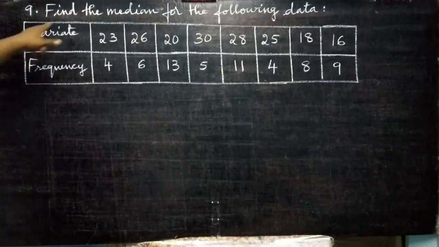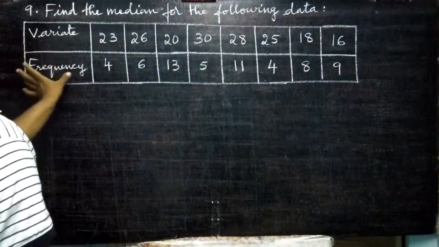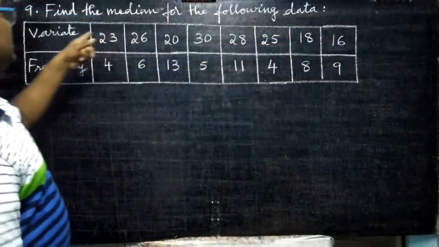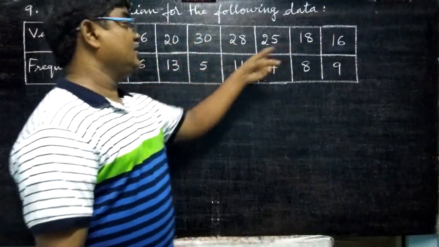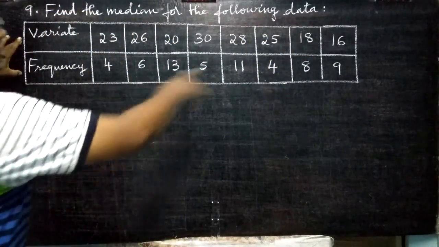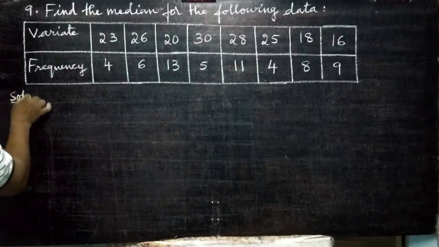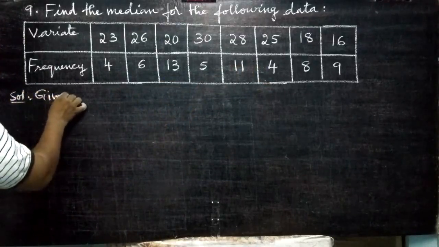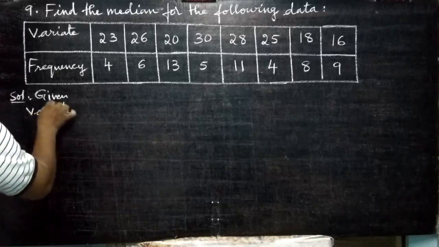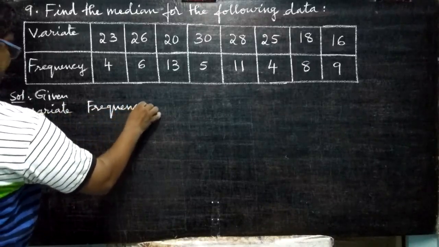Ninth problem. Find the median for the following data. Here also same variety and frequency they have given. We have to check whether it is in order or not. After checking only, you have to draw the table once again. It is given in horizontal direction. You are going to draw in a vertical direction. So, solution given. First column is variety. Next one is frequency.